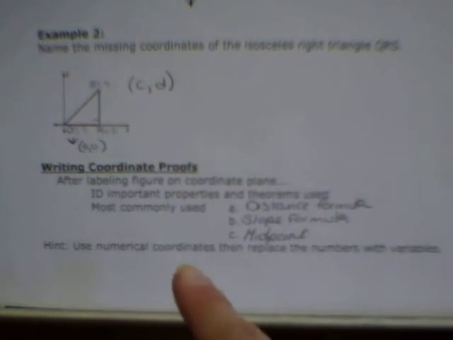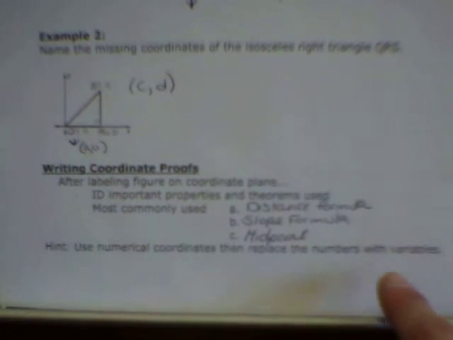Theorems that are most commonly used are the distance formula, slope formula, and midpoint. And again, they said on the bottom, use numerical coordinates, then replace numbers with variables. That way it makes it a little bit easier. Some people aren't comfortable with using variables. So let's move on to our next slide.